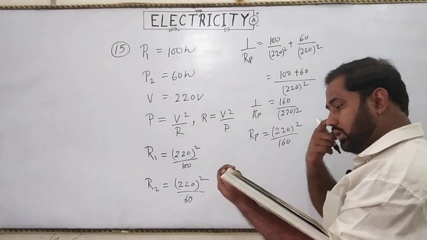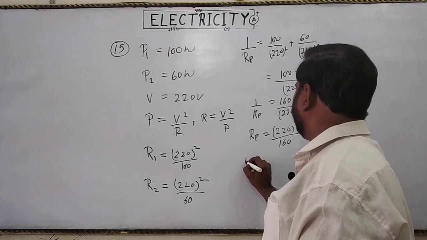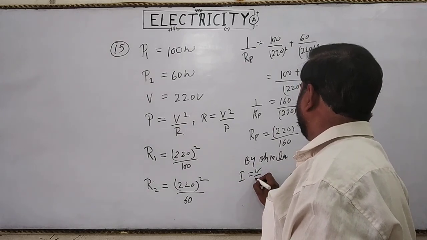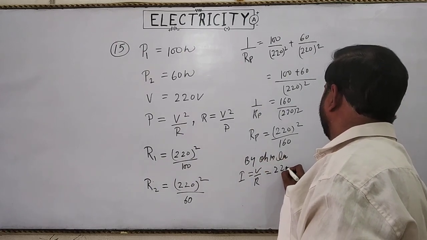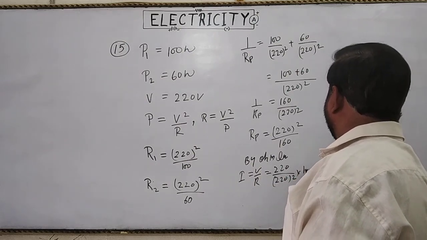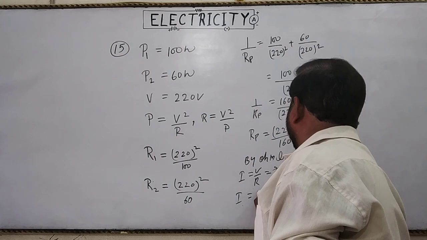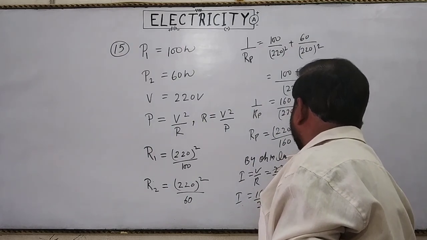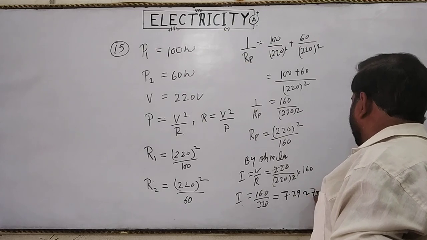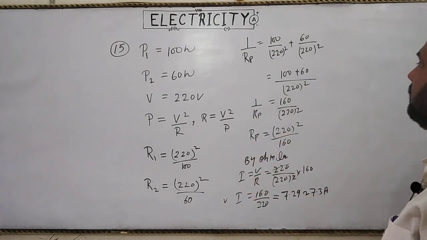We are asked to find the current in the circuit. By Ohm's law, I is equal to V upon R. We put in the values: 220 for voltage, and resistance is 220 square upon 160. It transfers to the numerator, and one power of 220 is reduced. So the current will be 160 upon 220, which is 7.29, approximately 7.3 ampere.